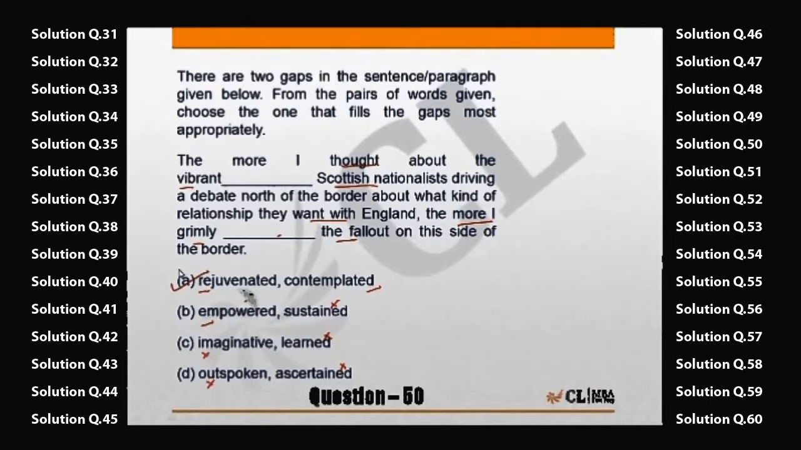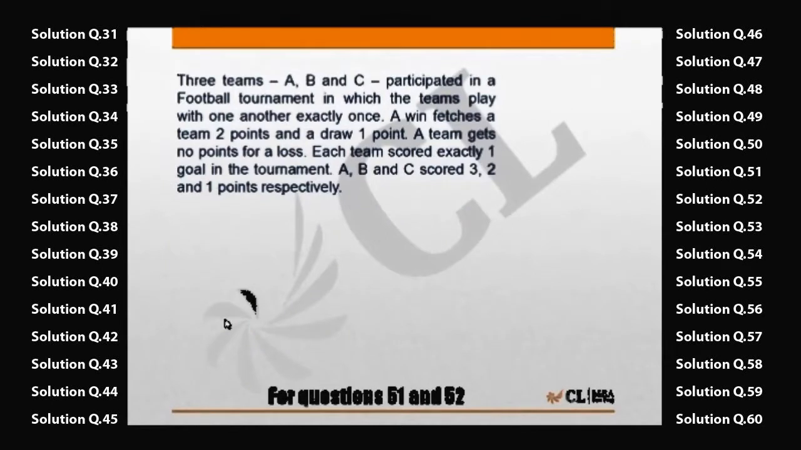The more I thought about the vibrant, rejuvenated Scottish nationalists. In fact, the word vibrant also should give a hint to the word rejuvenated or empowered. Driving a debate north of the border about what kind of relationship they want with England, the more I grimly contemplated the fallout on this side of the border. Perfectly fine. Next, a set of questions of LR.